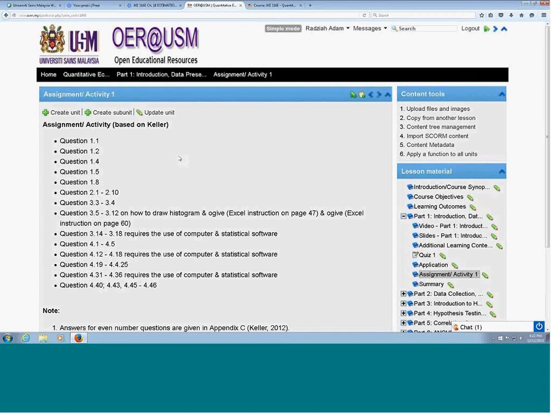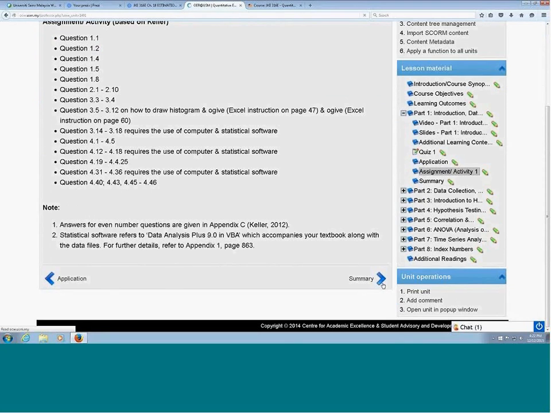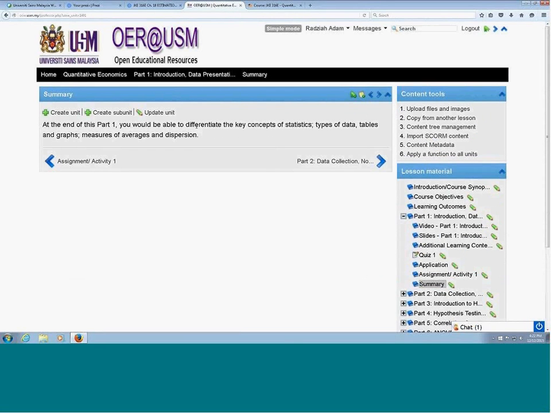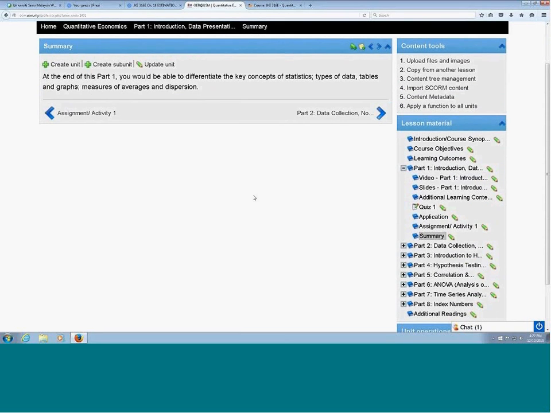So I'm interested in the odd number questions, because for the even number questions you have the answers at the end of the book, so you can do them and mark yourself. And this one line tells you what you should know at the end of each part or each chapter. So this is how you use this open courseware USM.